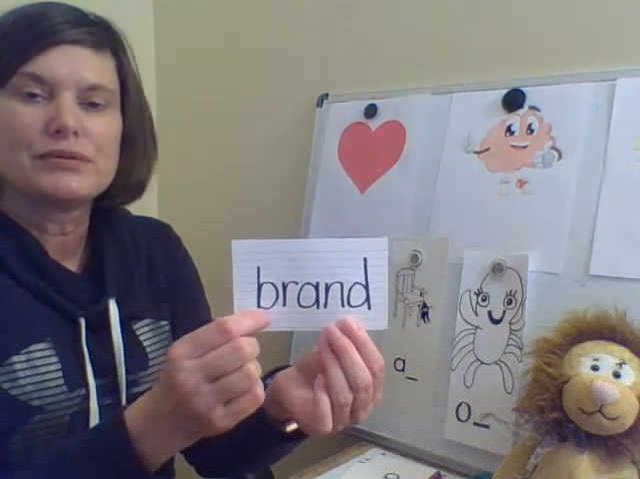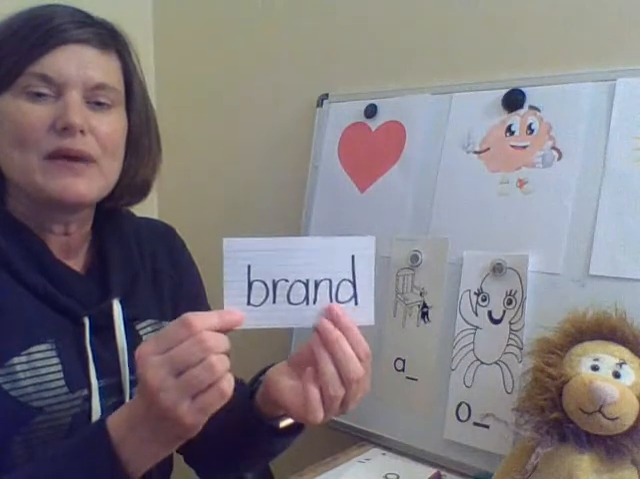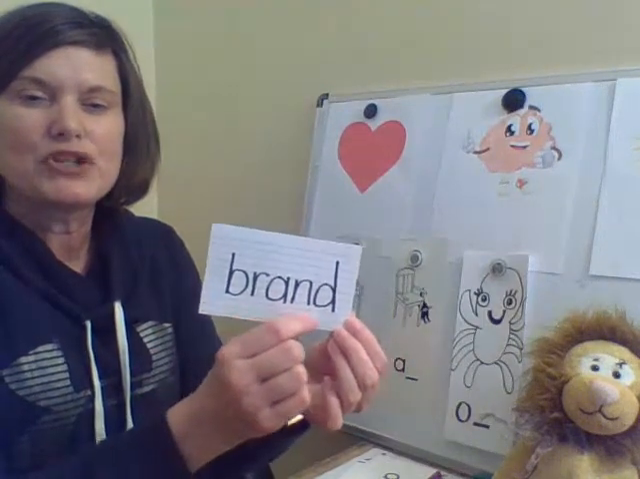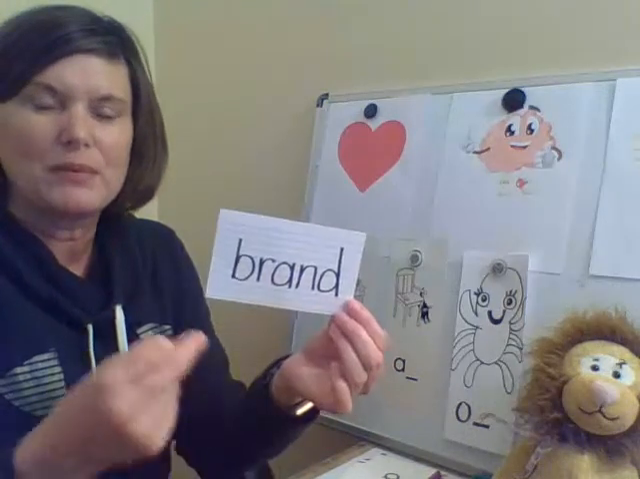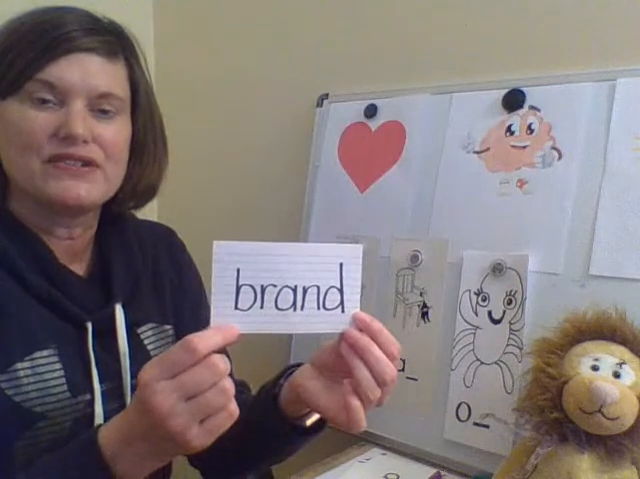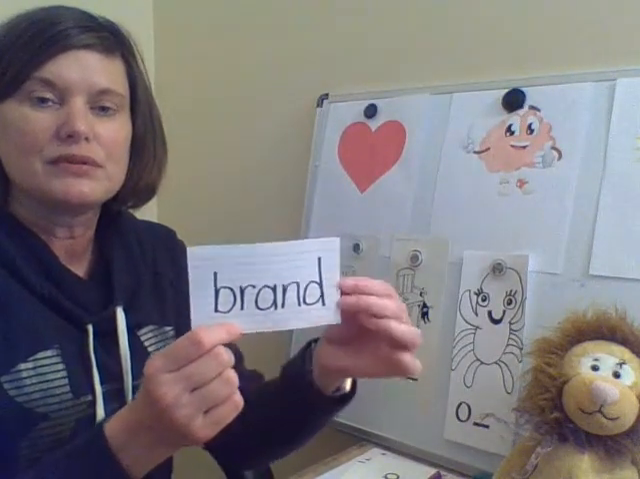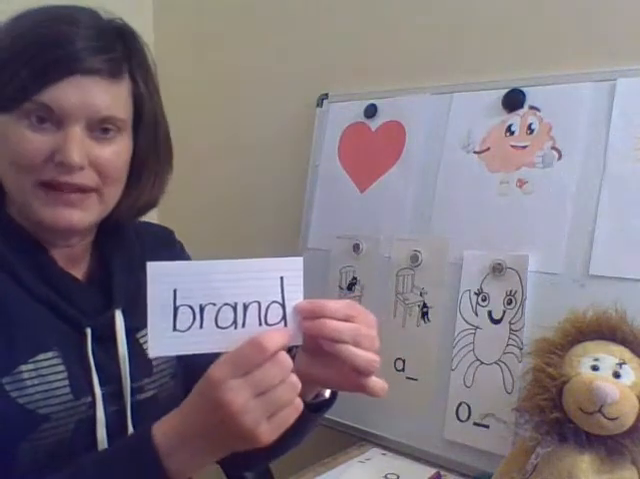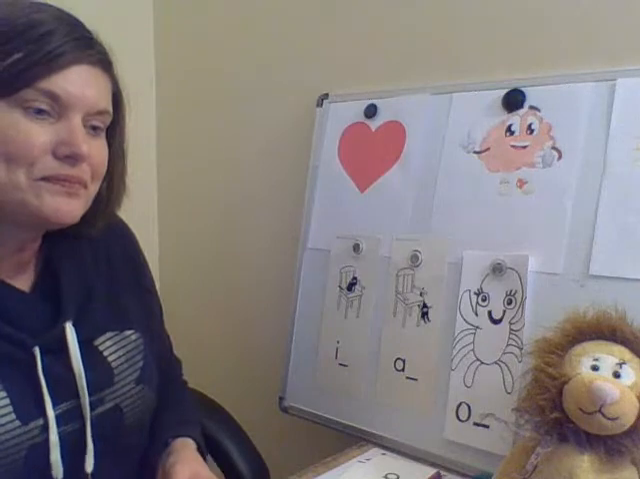Ready? Brand. Now, when I look at this word, remember we try to look for smaller words that we might already know because it can help us read the word more automatically. So I see and at the end. If I were stretching this out, I would probably say and, brand. Good job. That's just a strategy good readers use.